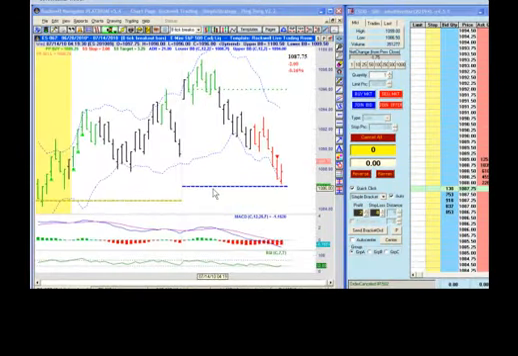This is the mini S&P, the chart I'm looking at. Here we see that this morning we came all the way down towards the pivot point. This is a pivot point, and here we are finding some first support.